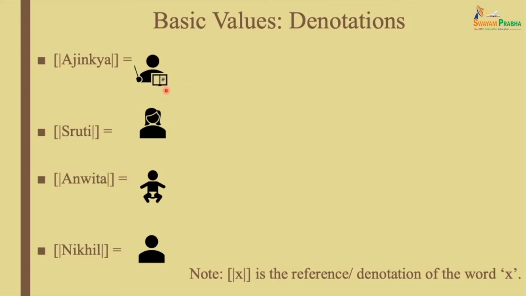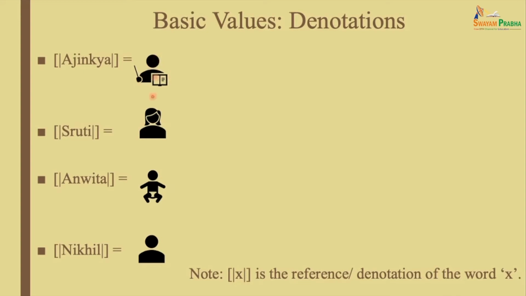So for example, here, imagine that this is not a symbol. This is Ajinkya himself. Once again, it applies to her also. This is Shruti herself. This is not a symbol. This too is Anvita herself. So the denotation or the reference of the word Ajinkya is this person, this real person. Let's pretend that this is a real person, not any sign or anything, right?